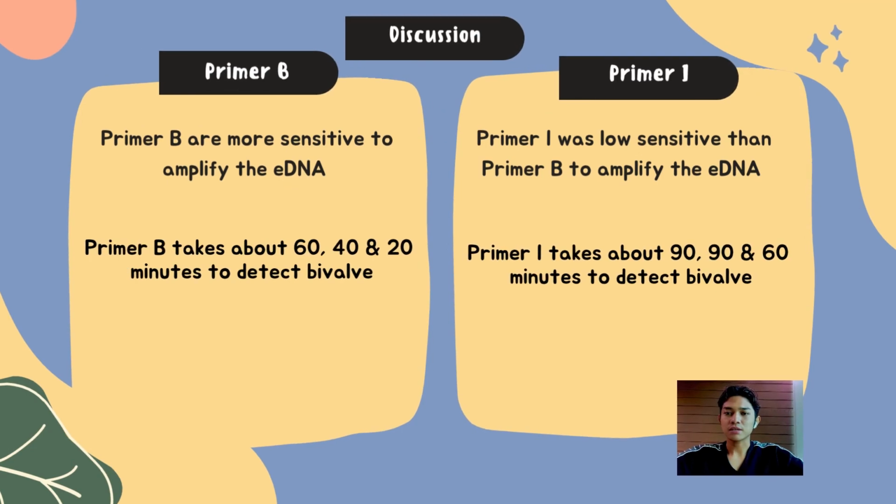For discussion, comparison between primer B and primer 1. Primer B is more sensitive to amplify the eDNA, while primer 1 has lower sensitivity than primer B. Primer B takes about 60, 40, and 20 minutes to detect bivalve, while primer 1 takes around 90 and 60 minutes to detect the bivalve.